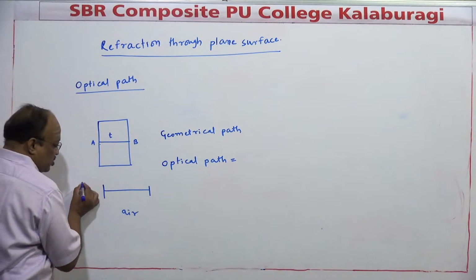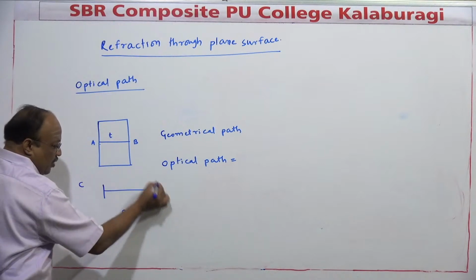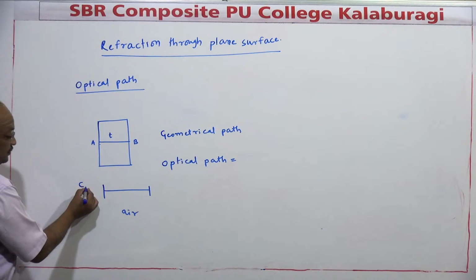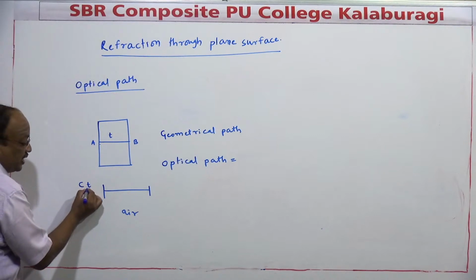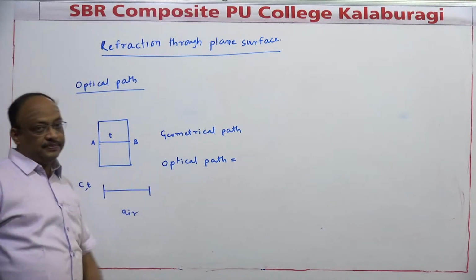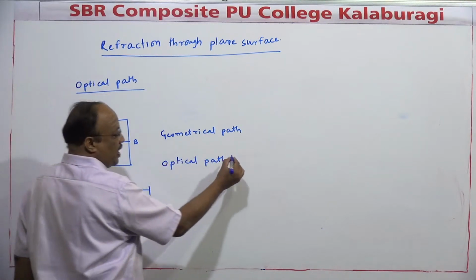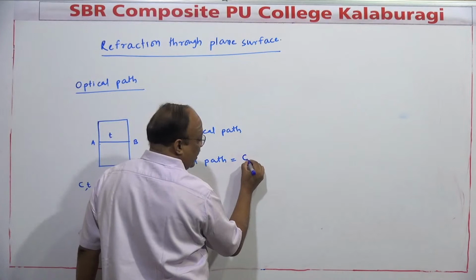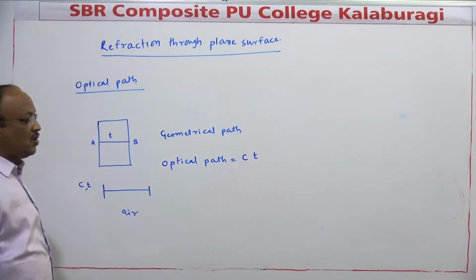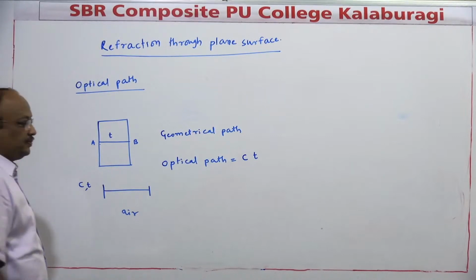So here velocity in vacuum, or in air, it is c. For what time duration is it going? It is going for a time duration of t. So optical path is equal to c into t. Optical path is equal to c into t.